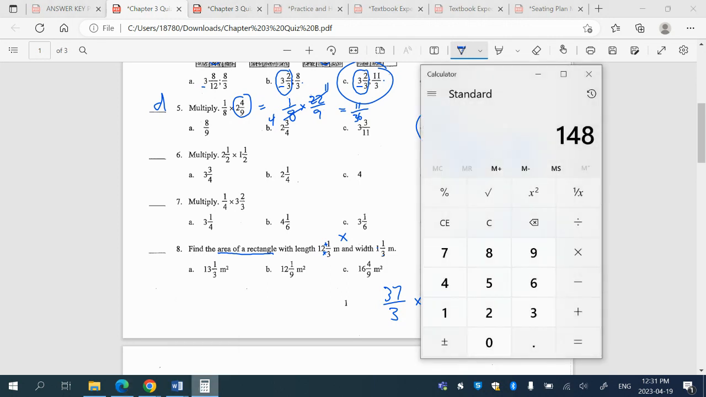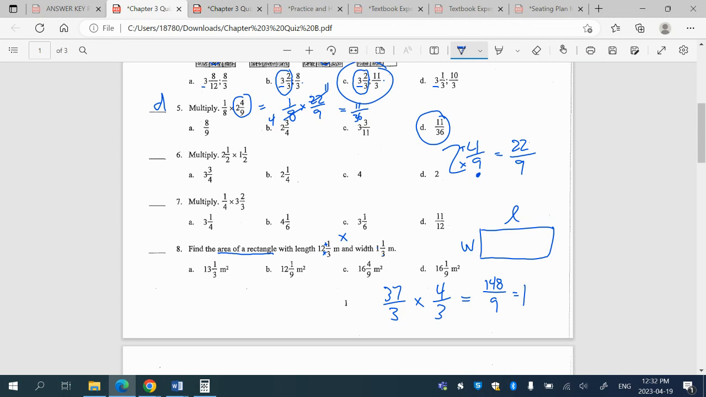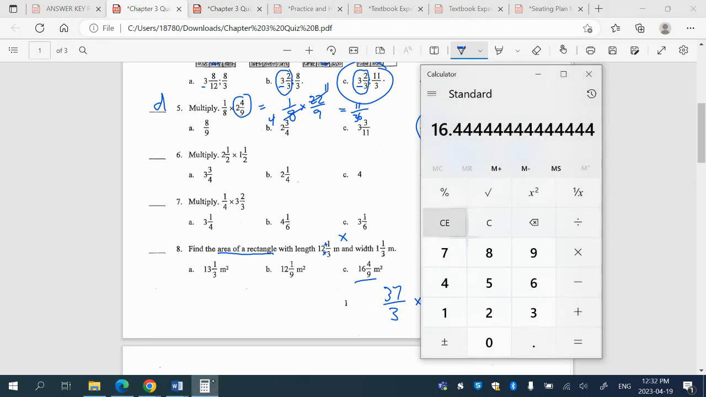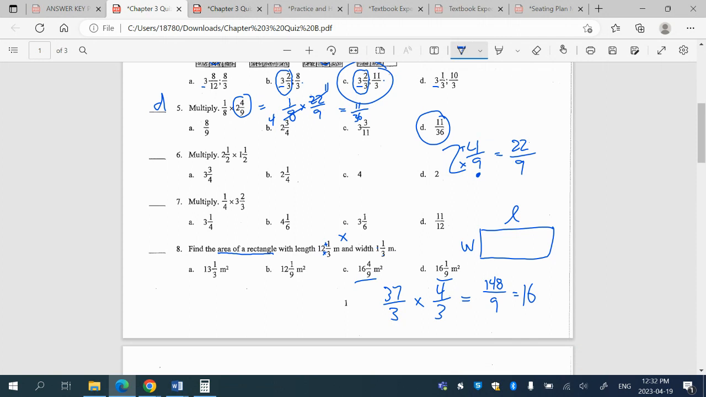Now let's see, 148 divided by 9 equals 16 and something. So it could either be this one or this one. So let's see, 16 times 9 equals 144. So 148 minus 144 gives us 4 left over, and that's all over 9. So it's got to be this one, C.